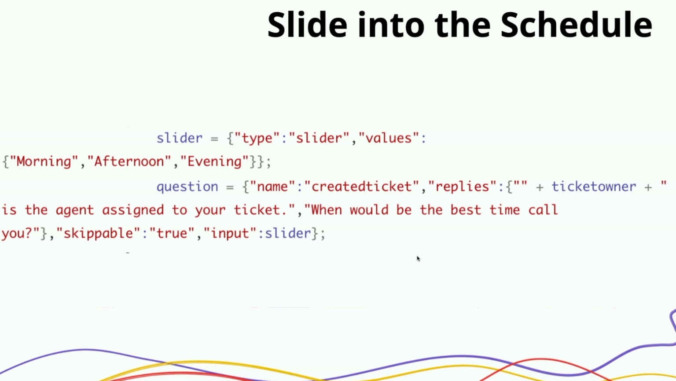And because it's built in, we have a lot of pre-built features within the chatbot here. All we have to do is declare the type as slider, and then declare the value. So I had morning, afternoon, and evening. That's all I have to do to make that entire slider widget. And then given the question, we have the created ticket. It'll say, Ali is the agent assigned to your ticket, because when we make that ticket from the previous function, we know who the agent is that'll take care of it. Therefore, we can now schedule a call with that same agent if the customer prefers.